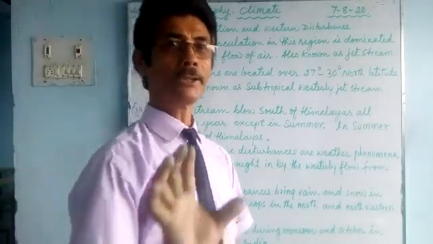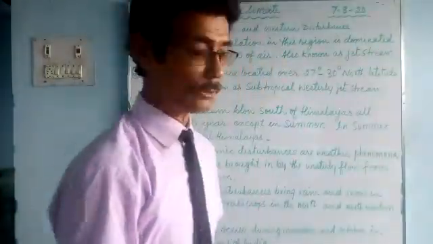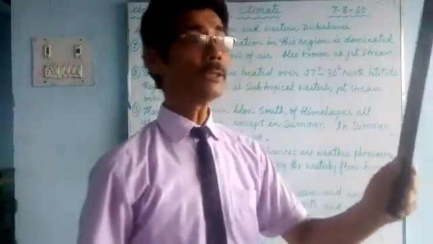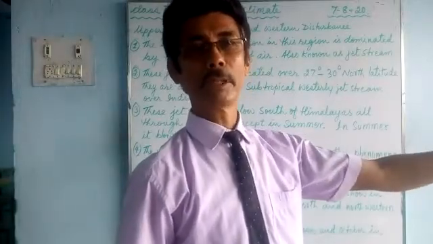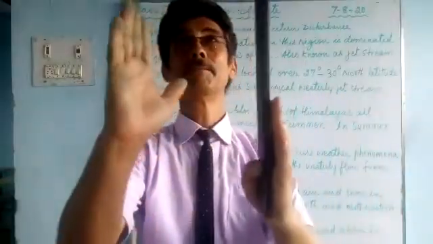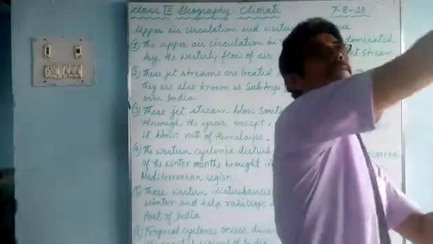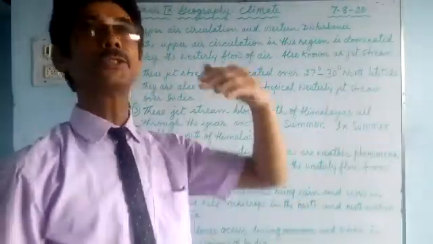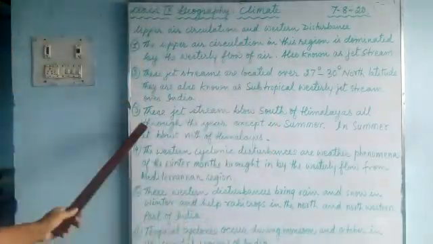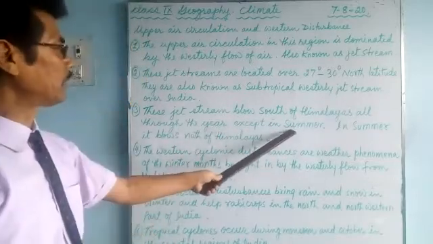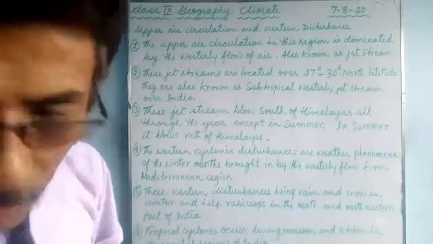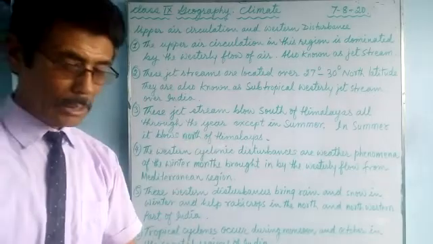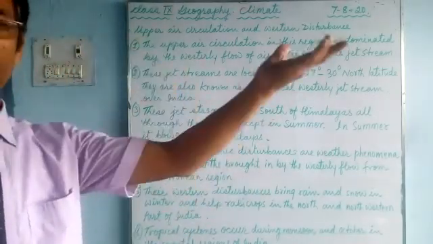But in summer, the jet stream will not be there. It will be towards the north of the Himalayas. So throughout the year, except in summer, the jet stream shifts its location and moves beyond the Himalayas towards the north. But at other times of the year, the jet stream will be right above the northern plains. So the jet stream blows south of the Himalayas all through the year, except in summer. In summer, it blows north of the Himalayas, beyond that.